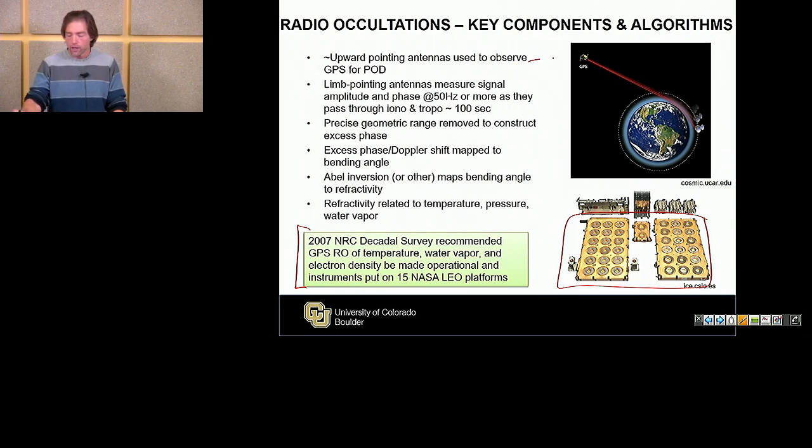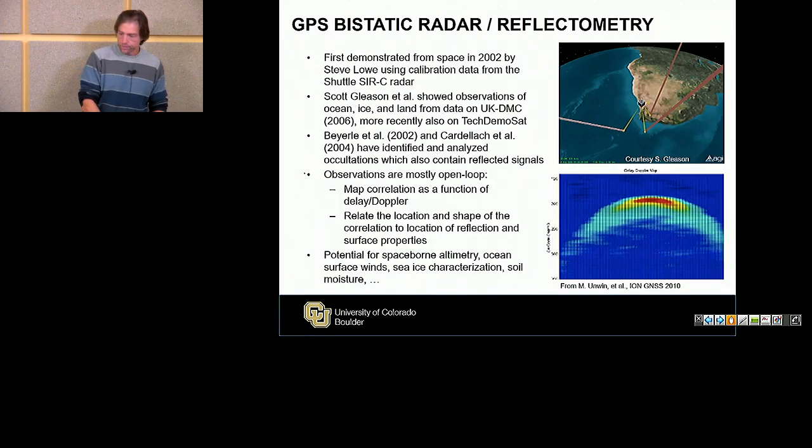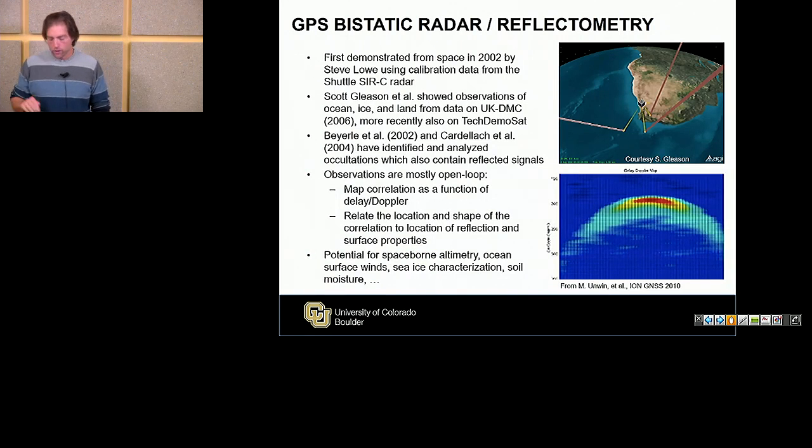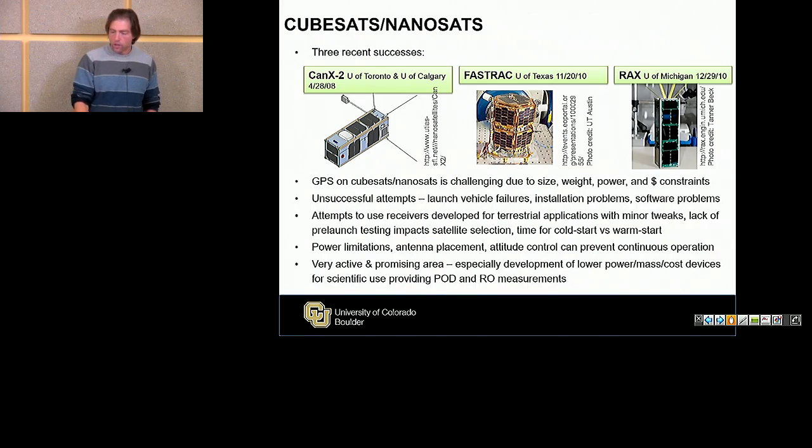But you have to use the upward antenna to get POD. Then you have these limb pointing antennas that measure amplitude and phase of the GPS signal. And the Abel transform is a key element in resolving those pieces. Bistatic radar, again, we alluded to it before. That's when the aircraft is flying and you're looking at reflections coming off the surface of the Earth. This gives you a delay Doppler map, which helps you interpret wind speed. That's more of a remote sensing element.